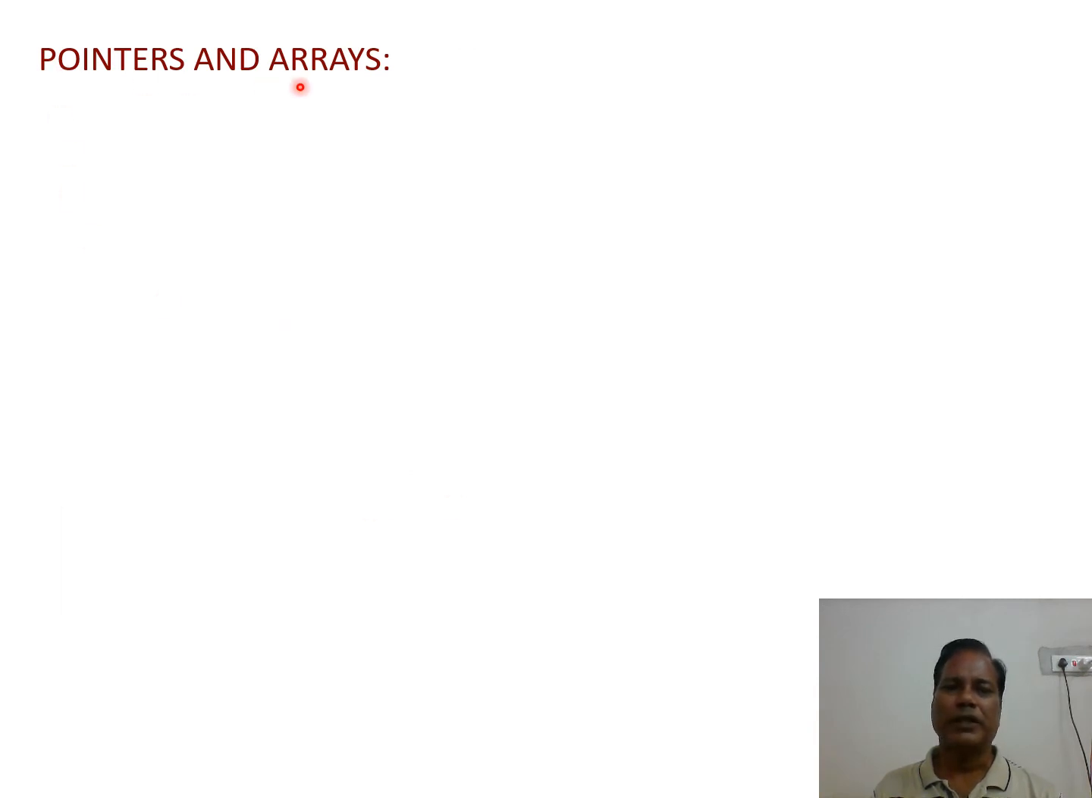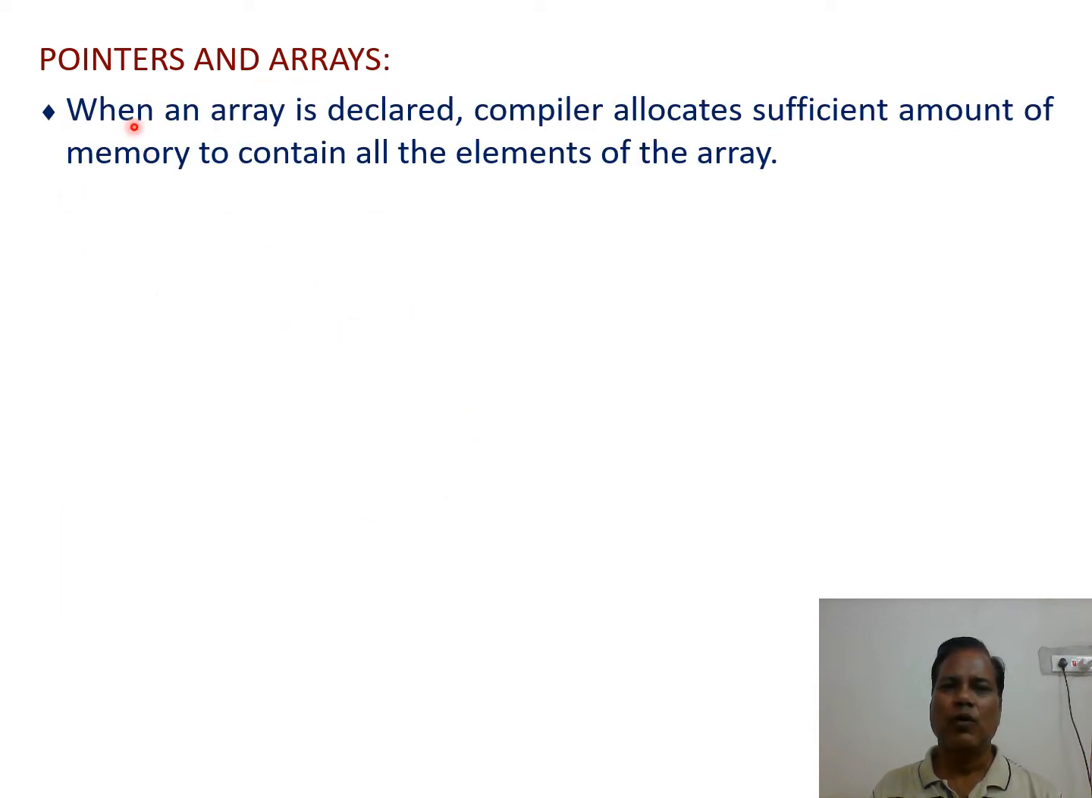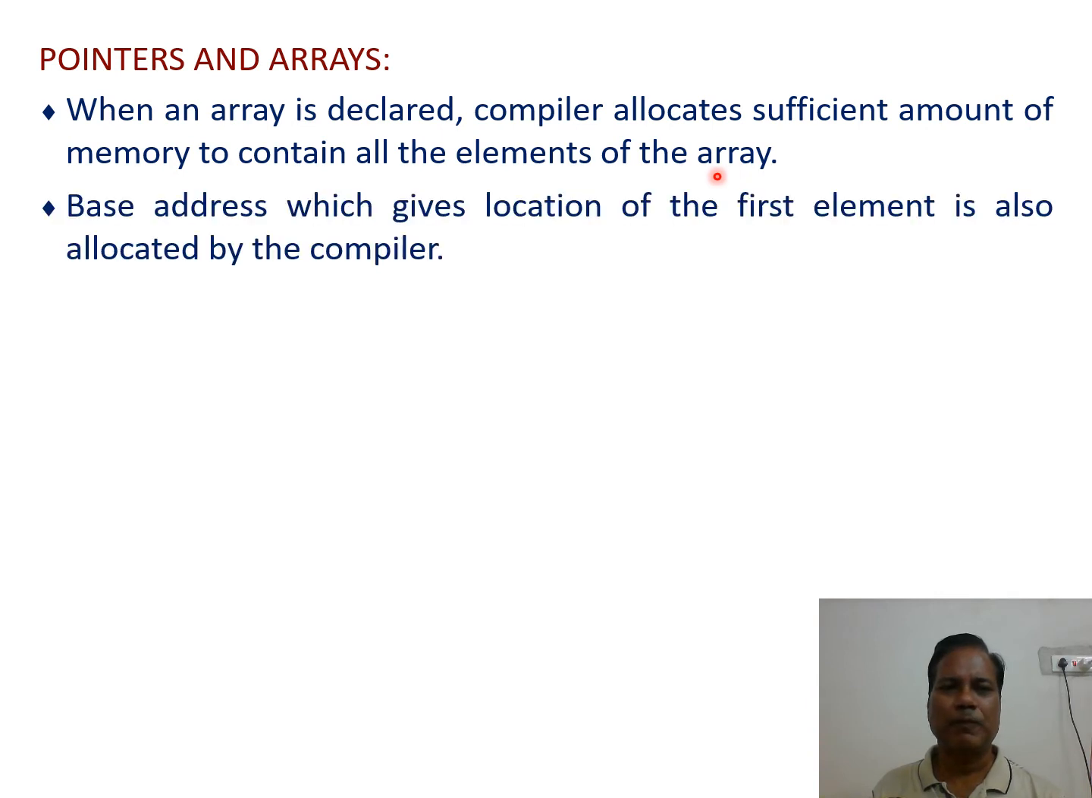Pointers and arrays. When an array is declared, the compiler allocates a sufficient amount of memory to contain all the elements of the array. We know this one. The base address, which gives the location of the first element, is also allocated by the compiler.